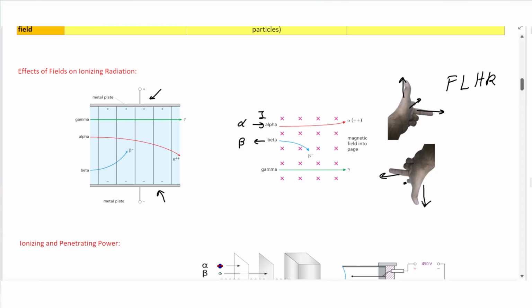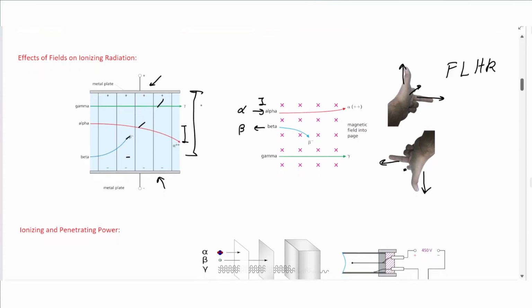Now, for the deflection amount, alpha particles are much heavier, so they are much more difficult to deflect. So they deflect small amounts, or small angles. But beta particles are very light, so a small force would cause them to deflect greatly. So the deflection of alpha particles is much smaller than the deflection of a beta particle. So beta particles deflect much more than alpha particles.